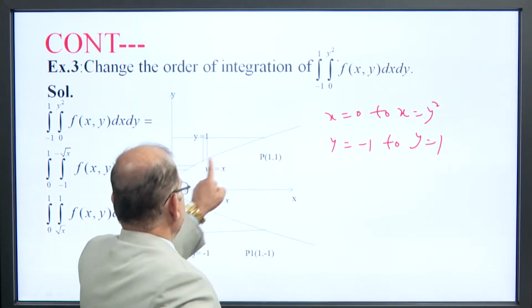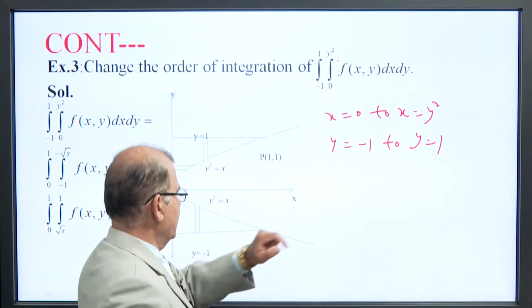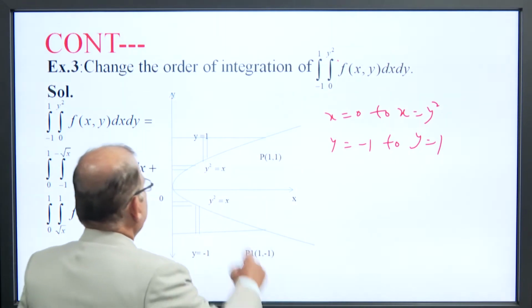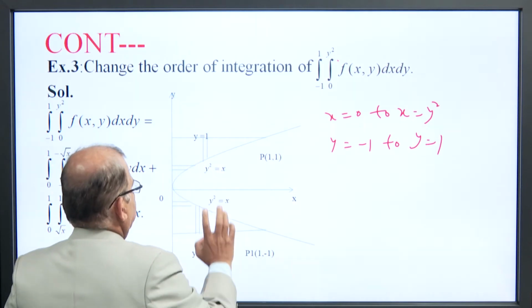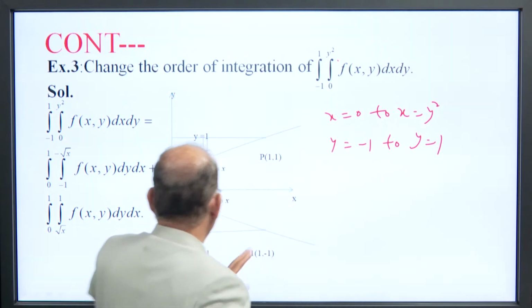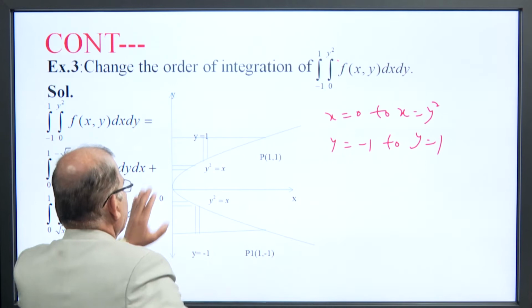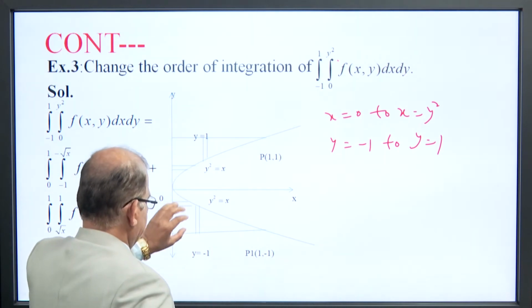x equals y square is a parabola. With the line y equals 1 and the line y equals -1, the parabola divides our region into two parts.